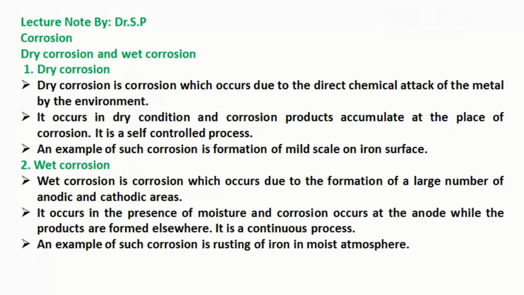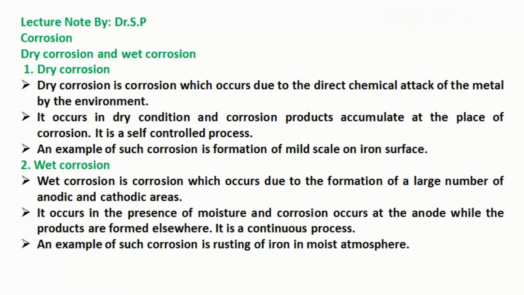Dry corrosion and wet corrosion. Dry corrosion. Dry corrosion is corrosion which occurs due to the direct chemical attack of the metal by the environment. It occurs in dry condition and corrosion products accumulate at the place of corrosion. It is a self-controlled process. An example of such corrosion is formation of mild scale on iron surface.